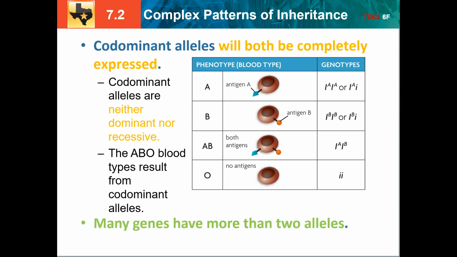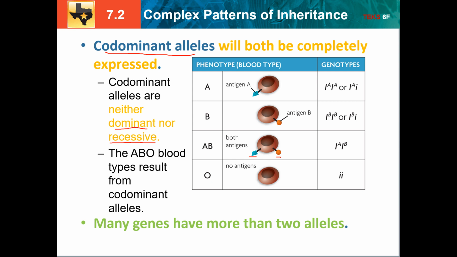A somewhat similar idea, but slightly different, is the idea of codominant alleles. With codominant alleles, both are going to be completely expressed. Codominant alleles, just like incomplete dominance, neither allele is going to be dominant nor recessive. However, what's different with the codominant alleles is that you're going to have the presence of both of the different types of alleles. So let me walk through this example of blood typing, and I'll contrast it with the incomplete dominance.